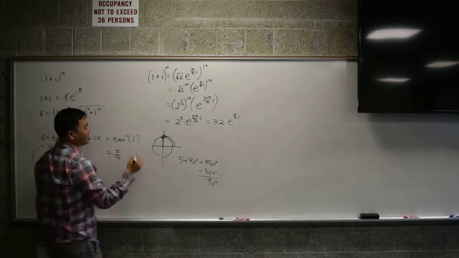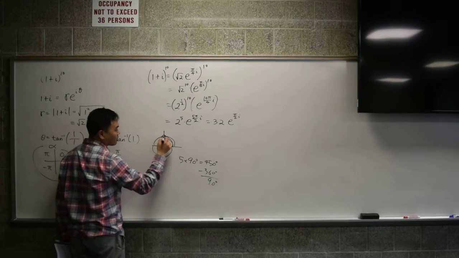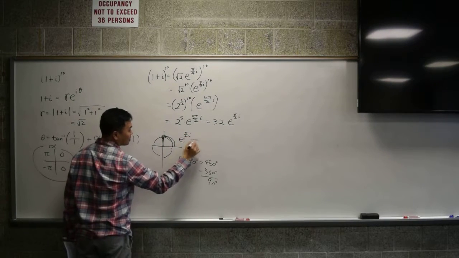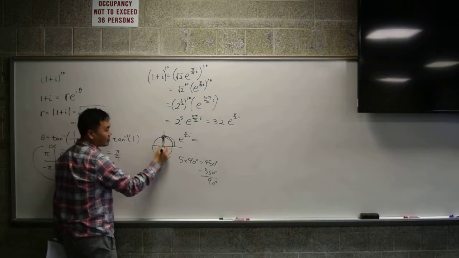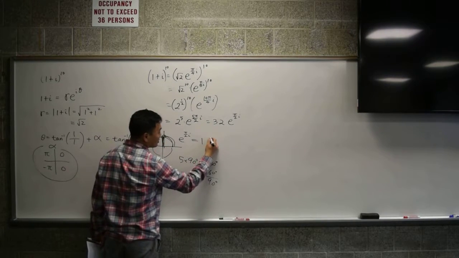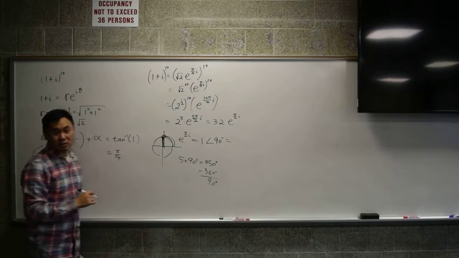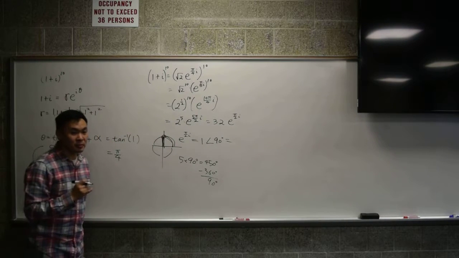But then we also have another question. What is e to the pi over 2i exactly? That's like saying its length is 1, right? And angle-wise, it's 90 degrees. What is that number if you write it in rectangular form?